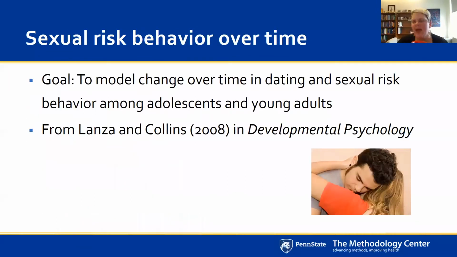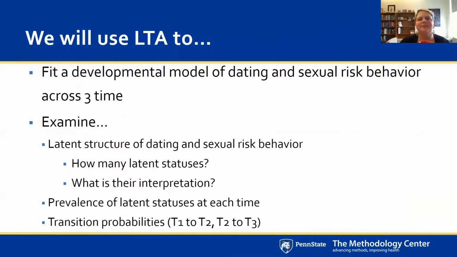So let's see if we can unpack these ideas in a bit more detail. The depression example is kind of a 30,000-foot overview of the dimensions of the model that we're most interested in. But let's take a deeper dive into this model of sexual risk behavior over time. The goal in this paper was to model change over time in dating and sexual risk behavior among adolescents and young adults. And this example is based on a paper by Lanza and Collins in 2008 in Developmental Psychology, if you're interested in unpacking this and learning more about how to fit these models in SAS.